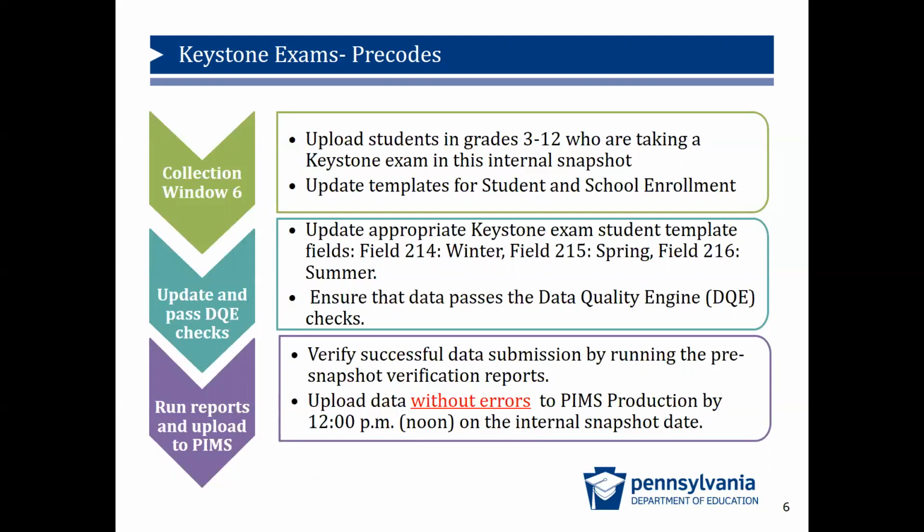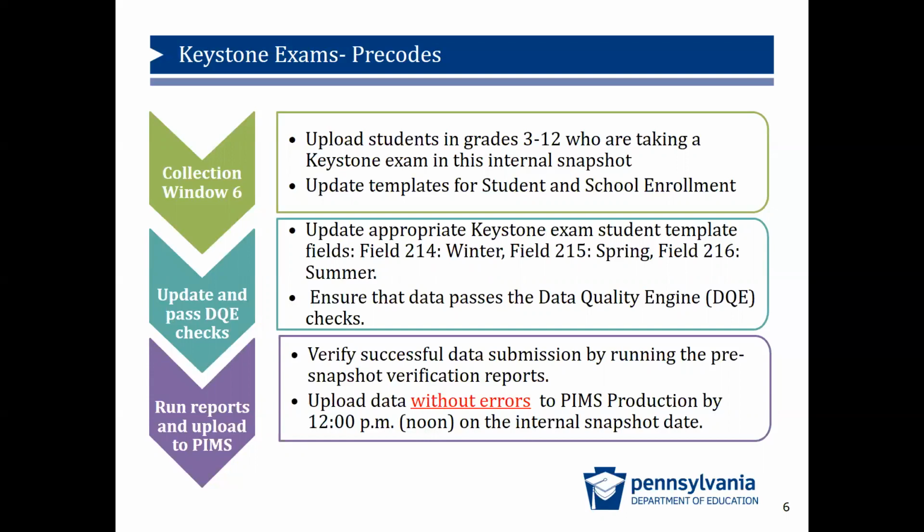These students should be coded with a valid value of Y, N, or O for the specific Keystone testing window. Field 214 is utilized for winter Keystone assessments. Field 215 is utilized for spring Keystone assessments. Field 216 is utilized for summer Keystone assessments.